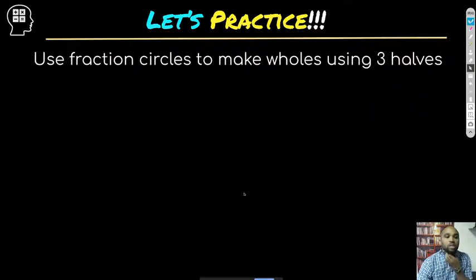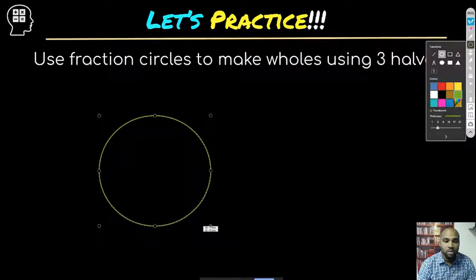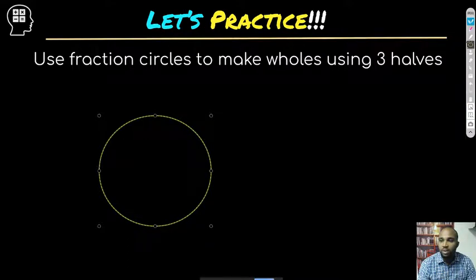All right, the question is, use fraction circles to make wholes using three halves. First, let's make a circle, and let me get out my circle tool. So here's one circle. I'll leave it open like that. I was going to color it. So let's make three halves.